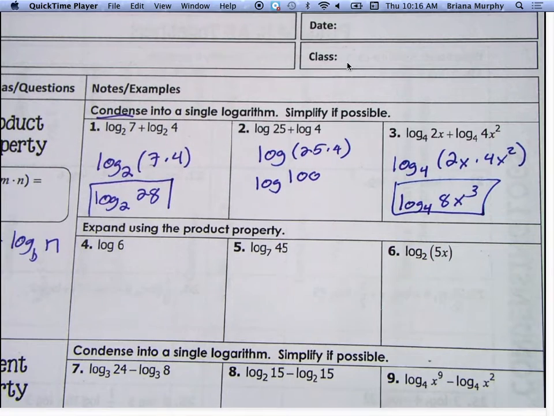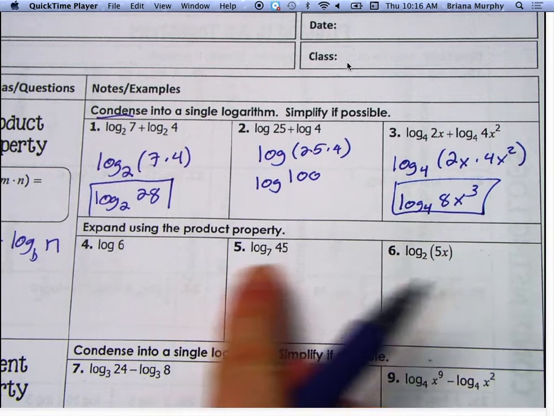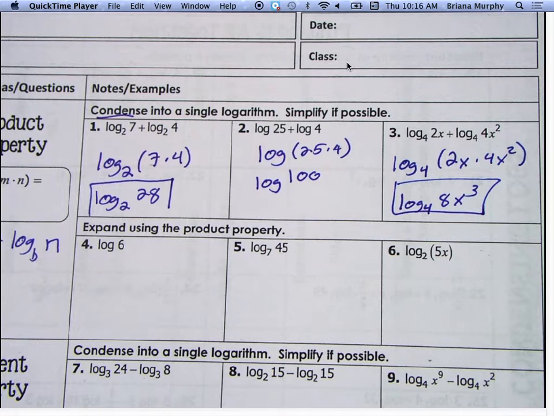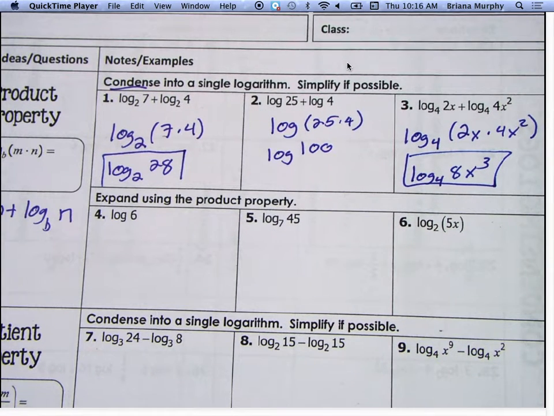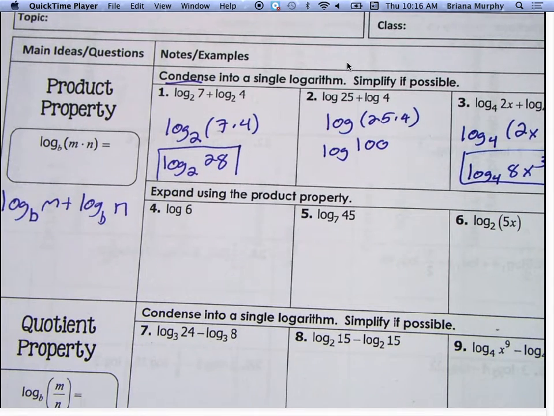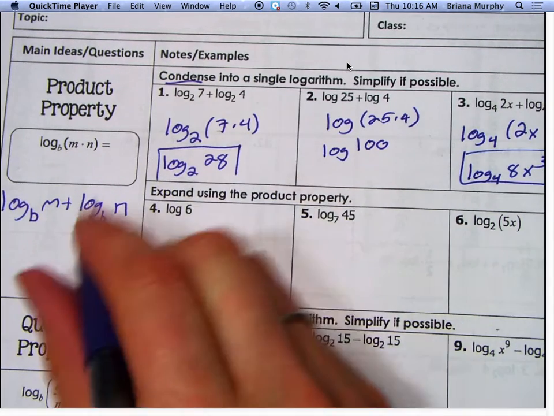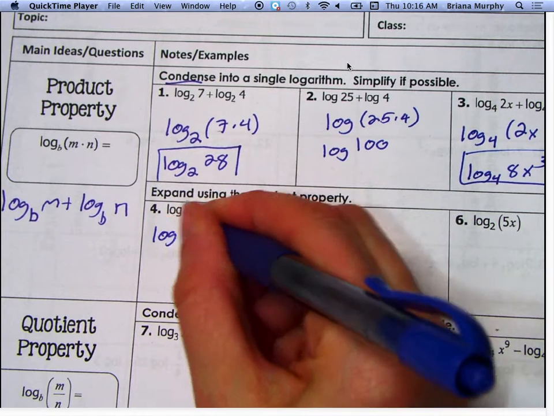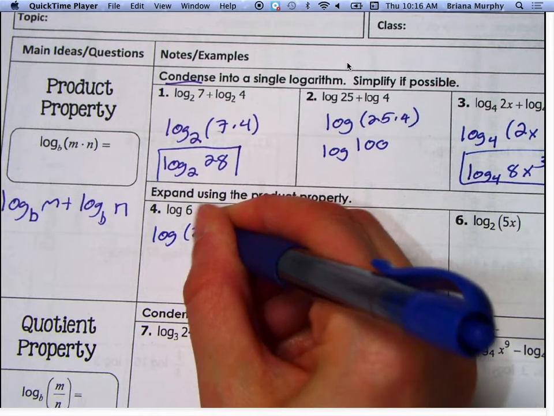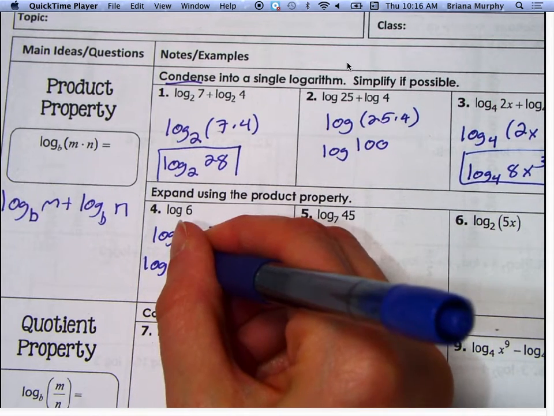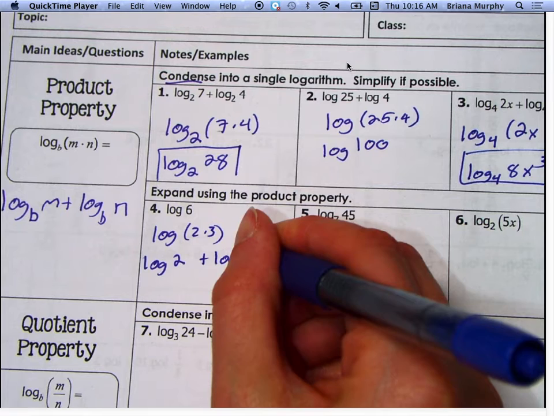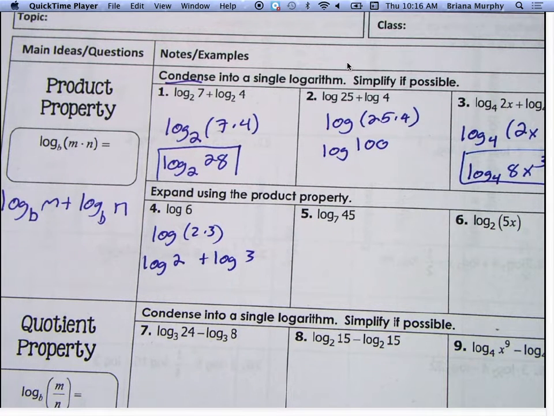Okay. Now, these ones, you guys could get a different answer than me. The answers vary. Okay? When we're expanding, the answer varies. What are 2 numbers that multiply to give us 6? 3 and 2. So let's use 3 and 2. So we can say log of 2 times 3 gives us log 2 plus log 3. And what base is this? Because it's not written there. 10. Good.